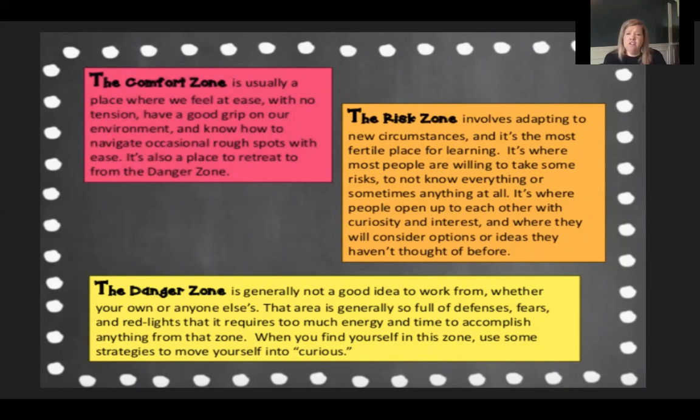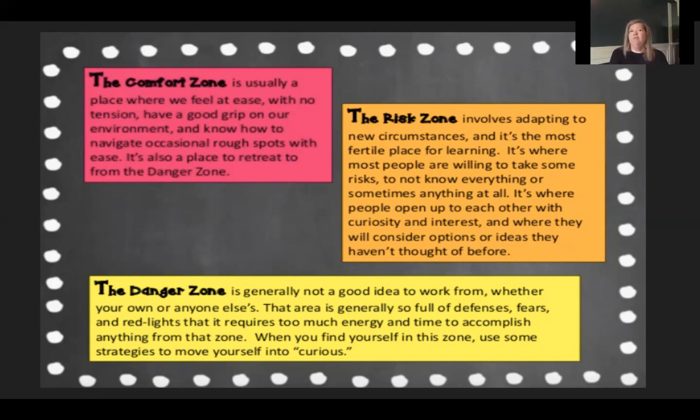The risk zone involves adapting to new circumstances, and it's kind of the most fertile place that there is for learning. It's where most people are willing to take some risks. They don't necessarily have to know everything. Sometimes they don't even feel like they need to know it all. It's where people open up to each other and they share their curiosity and their interests. And it's where they'll consider options or ideas that maybe they haven't thought of before.